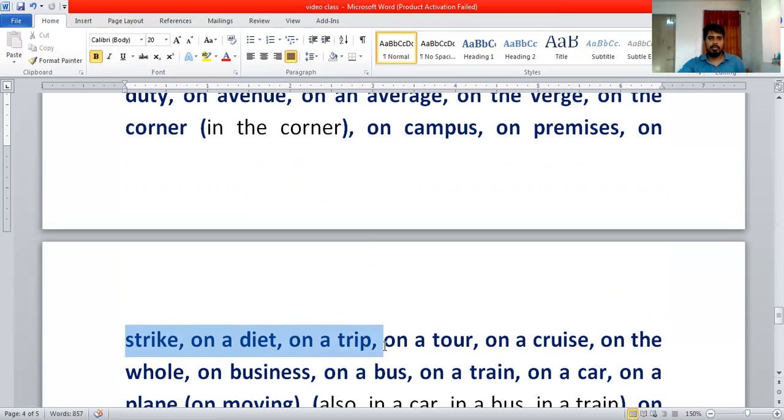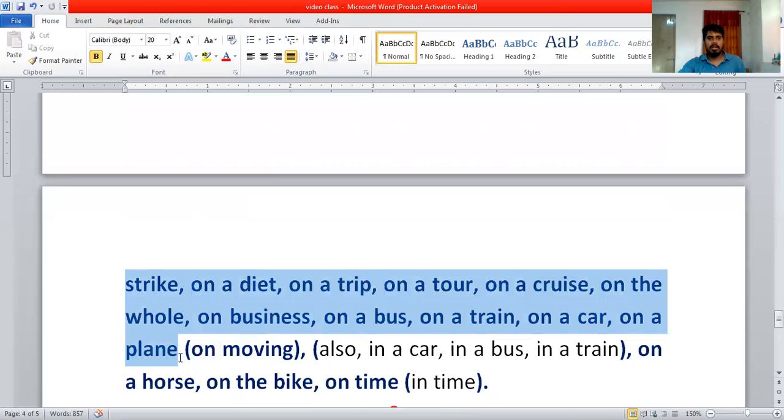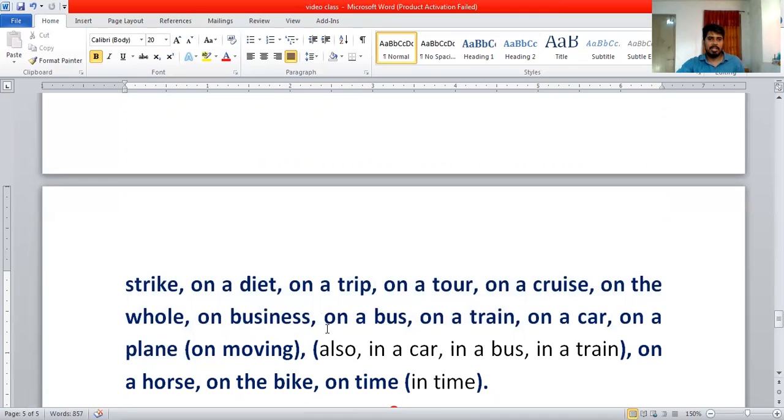On a trip, on a tour, on a cruise, on the whole, on business, on a bus, on a train, on a car, on a plane. When the car or the train is moving, at that time we can say that I am on a bus. That means I am coming, I am going somewhere, on moving.